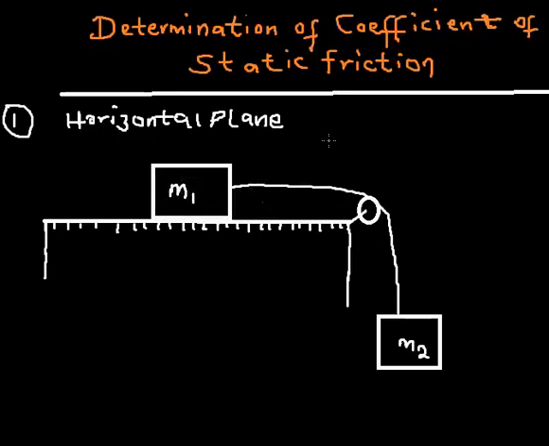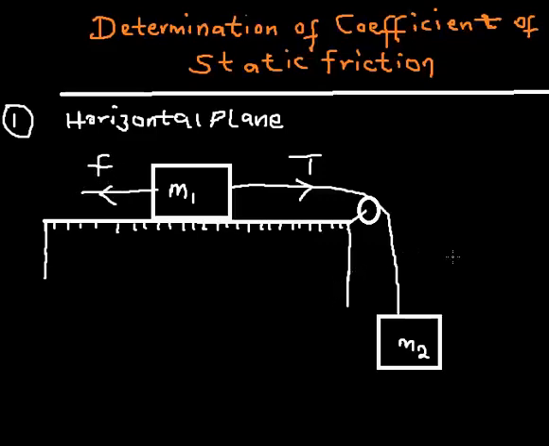So now I want to determine the coefficient of static friction. How do we do that? We know very well that mass M2 is creating a tension that is meant to pull M1. And you know very well that a frictional force will exist on this surface. I told you that frictional force is always opposite to the motion. So if the motion is forward, then the frictional force will be acting backward. Let me call that F.